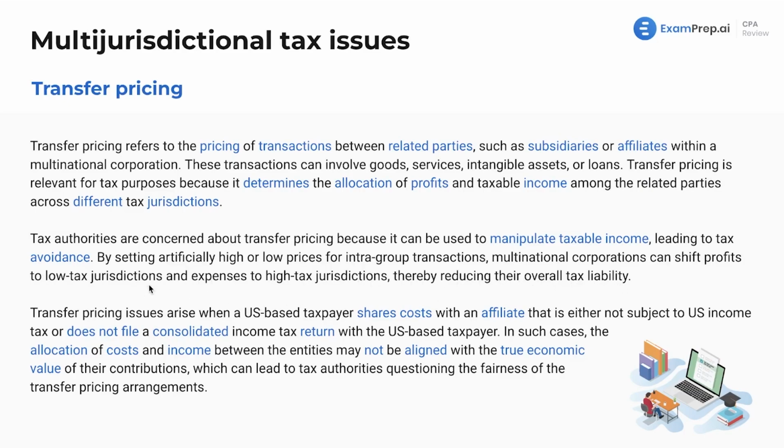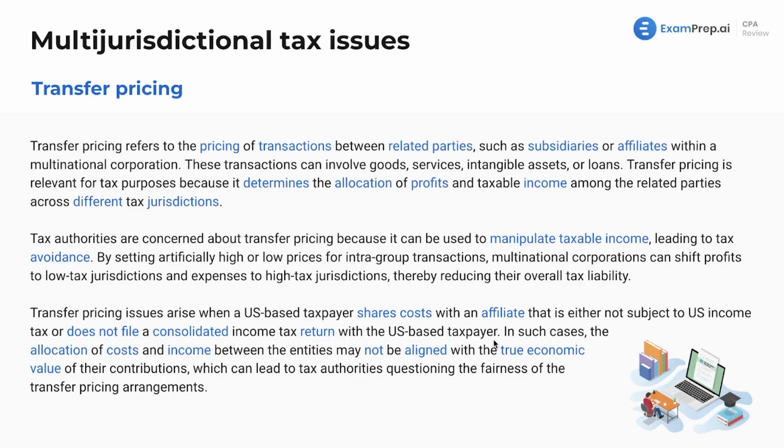Like I said, this was going to be a lot of repeat from what we saw in the introduction. So if this is something you're familiar with, feel free to move along. But just to reiterate what we saw, make sure you know it. Transfer pricing issues arise when a U.S.-based taxpayer shares costs with an affiliate that is either not subject to U.S. income tax or does not file a consolidated income tax return with the U.S.-based taxpayer.